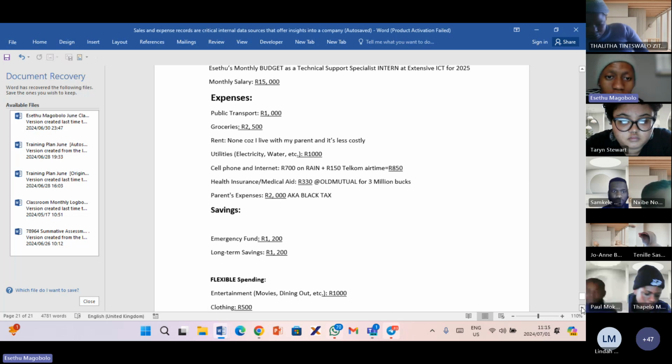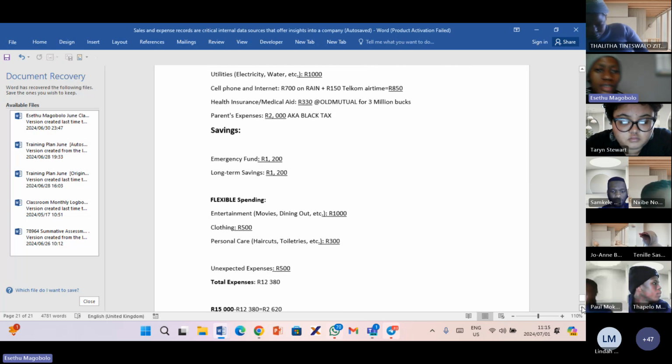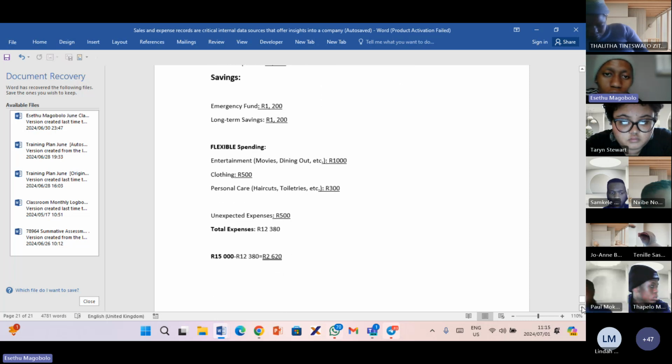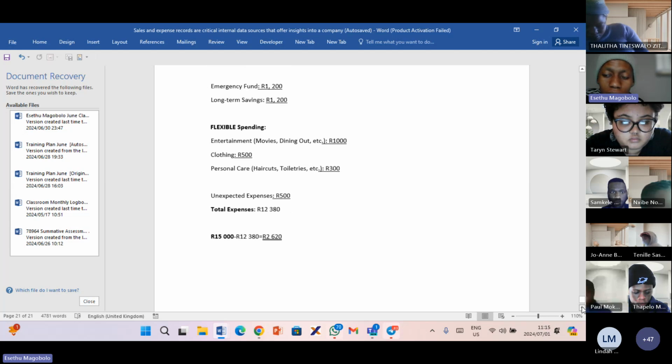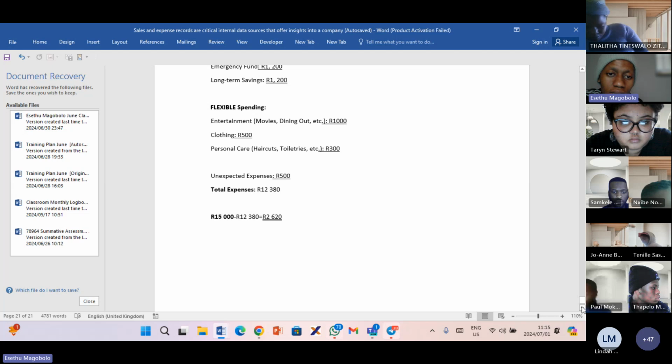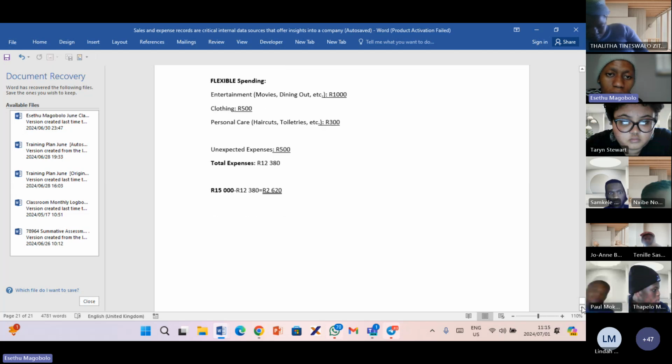And then on emergency funds, I'd spend 1,200 rand. For long-term savings, 1.2 as well. For entertainment, it's 1,000 rands. Clothing, 500 rands a month. For personal care, such as haircuts and toiletries, 300 bucks. And then unexpected expenses that come up during the month, it's 500 rands.